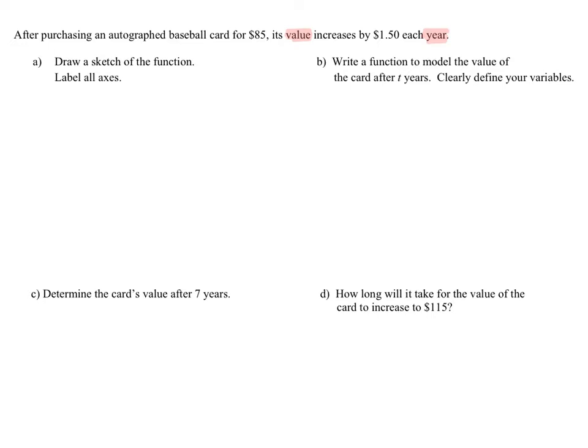The value of the card depends on how long I have owned the card. So therefore, when we go to draw a sketch, that means that the value of the card is dependent. I'm going to use V for value. So the value of the card will be my y-axis, and then my time, how many years I have owned the card, is independent. The value depends on the time.